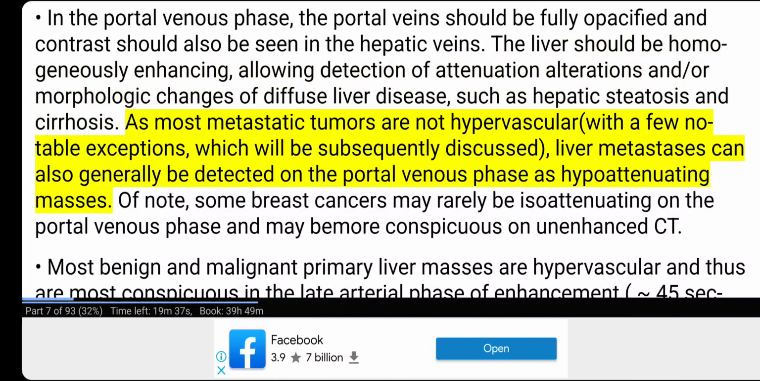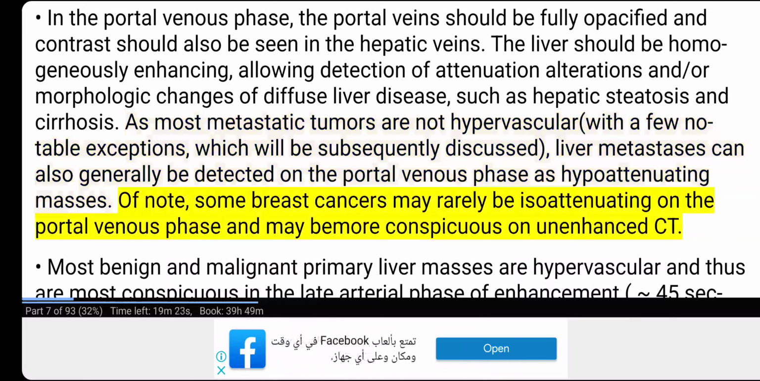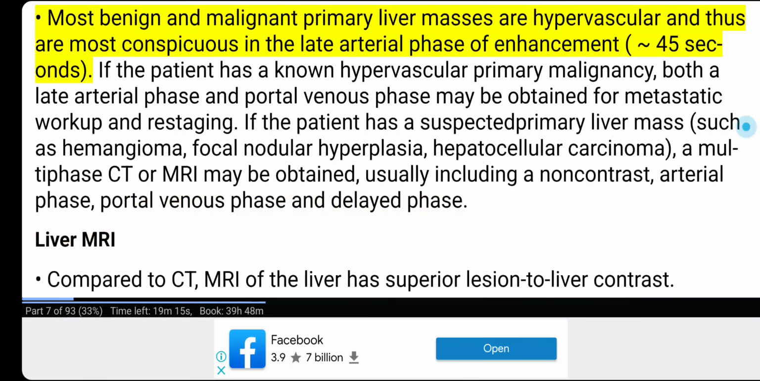As most metastatic tumors are not hypervascular, with a few notable exceptions, which will be subsequently discussed, liver metastasis can also generally be detected on the portal venous phase as hypoattenuating masses. Of note, some breast cancers may rarely be isoattenuating on the portal venous phase and may be more conspicuous on unenhanced CT. Most benign and malignant primary liver masses are hypervascular and thus are most conspicuous in the late arterial phase of enhancement, approximately 45 seconds.